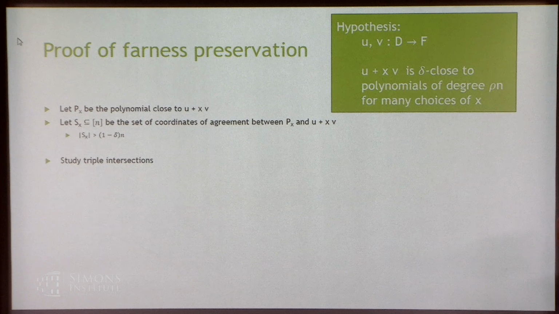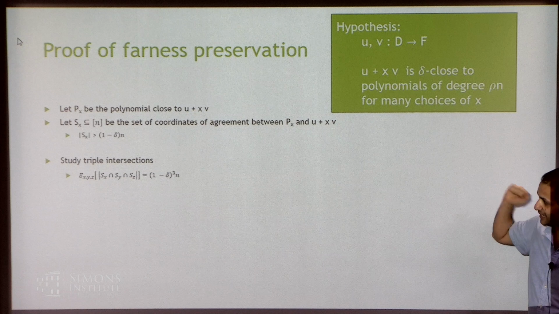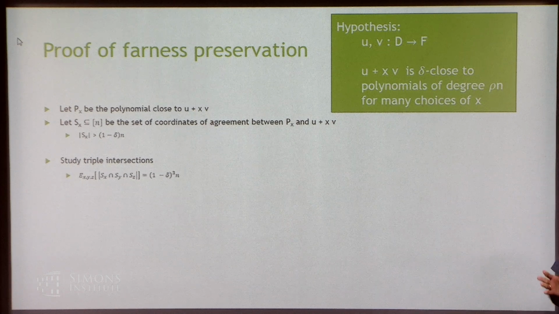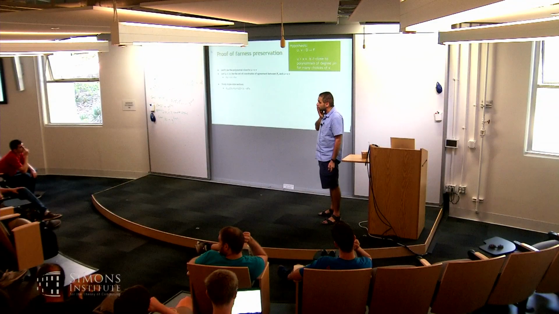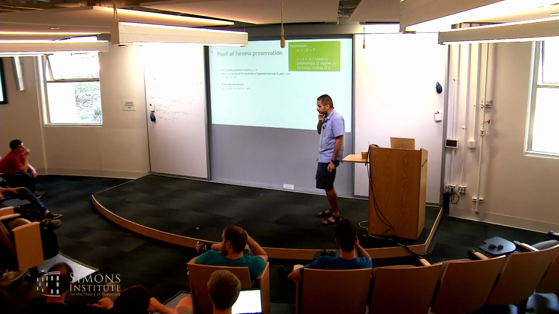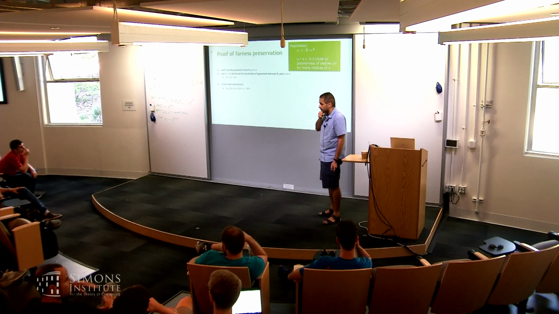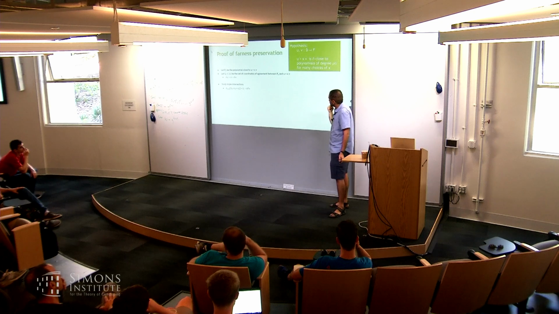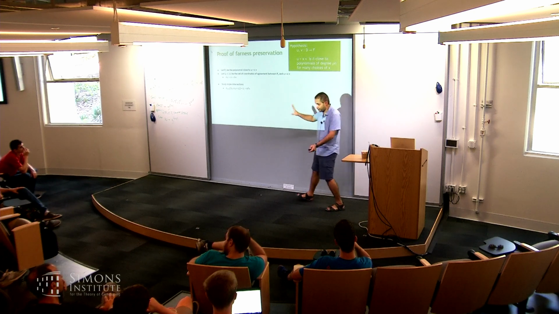Okay, so the idea is to study triple intersections of these sets sx. So the first observation is, if you take 3 random x, y, and z from this collection of x's, their expected intersection size is (1 minus delta) cubed times n. Each one has size 1 minus delta. The expected triple intersection is (1 minus delta) cubed times n. Right. The evaluation points of agreement. That's right.